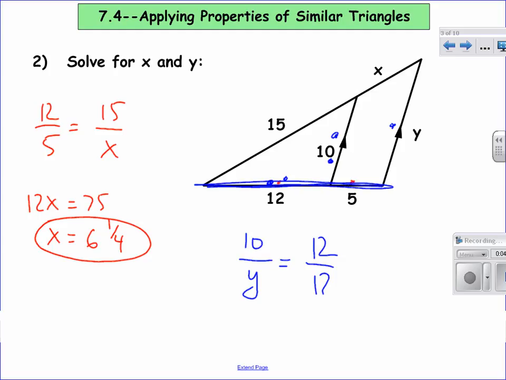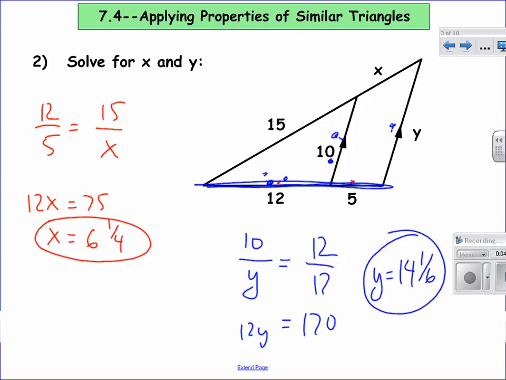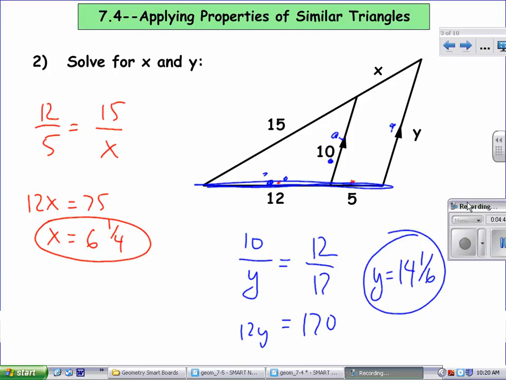So the bottoms 10 is to 12 as the sides 12 is to 17. So 12y equals 170, and divide that out and you get y equals 14 and 2 left over, so 14 and 2/12, which is 14 and 1/6. Okay, no units there, so we can keep going.